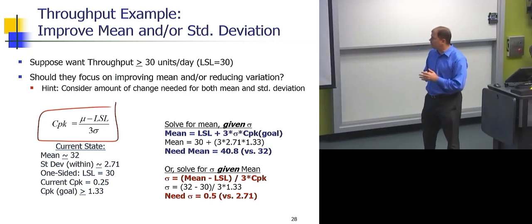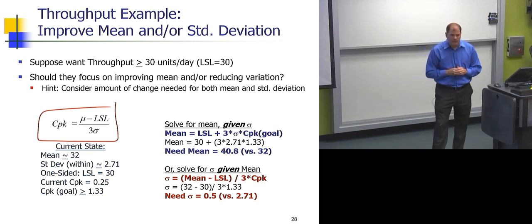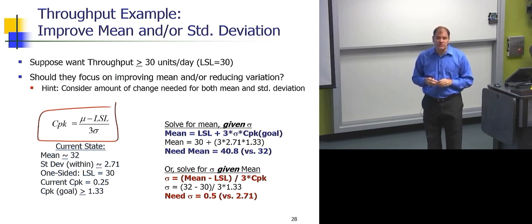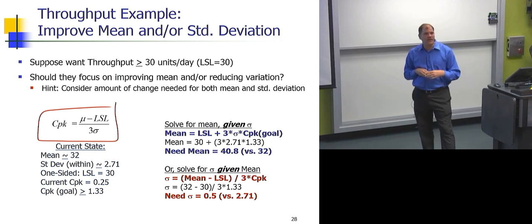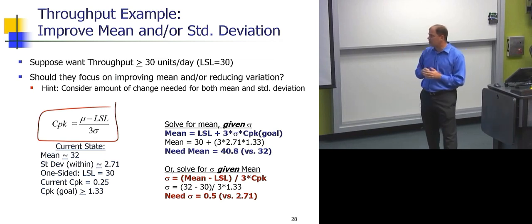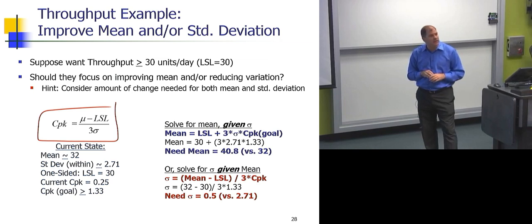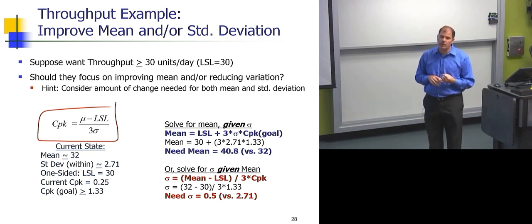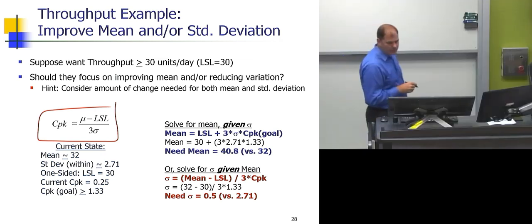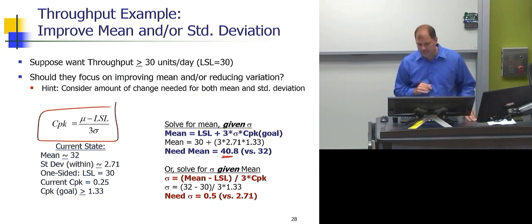CPK, mu minus the LSL over 3 sigma. Now, there's two ways you can do this. You can assume a sigma and solve for the mean, or the reverse: you can give a mean and solve for sigma. If I do the first one, where I say give me a standard deviation, I am rewriting my equation to be mean equals the LSL plus 3 sigma times my CPK goal. My CPK goal in this case was 1.33. If I do that, I end up with a 40.8.